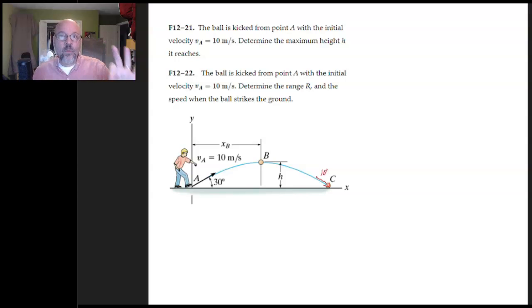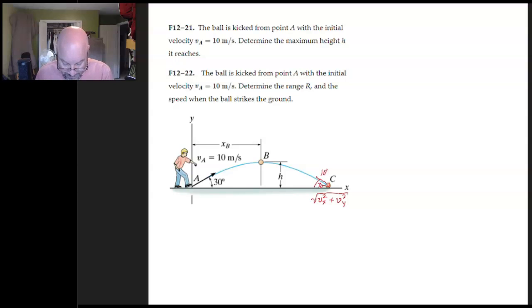Now, if there were some height difference, then what we would have to do is take the square root of the x component squared plus whatever has happened with the y velocity squared. So we could work it out just like that. If we needed to know the angle, in this case, because it's symmetric, we know that's 30 degrees.